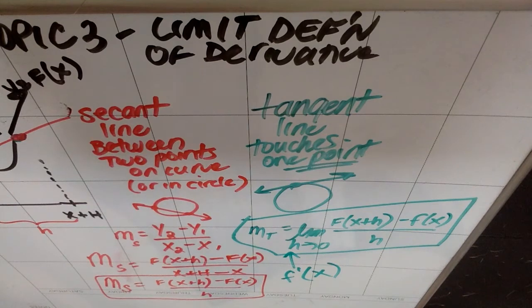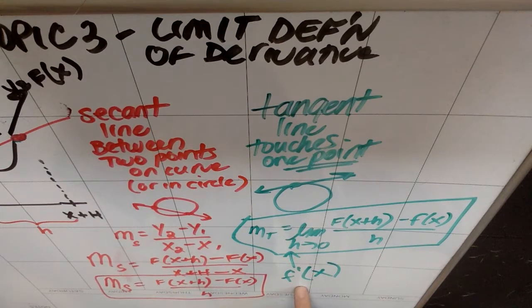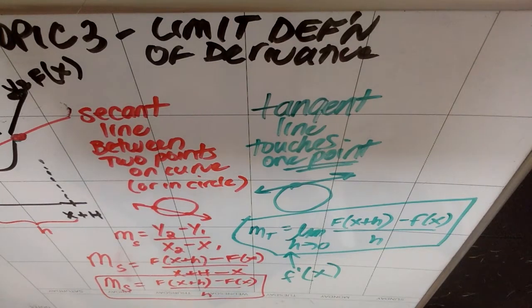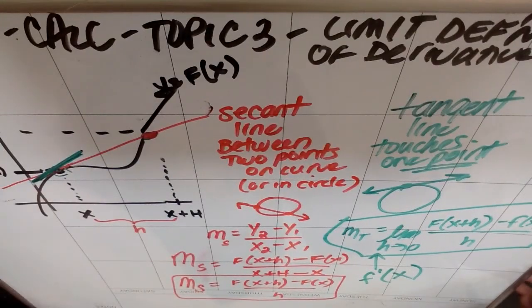So the limit definition of a derivative, and you're going to learn much faster ways to take derivatives over time, is that f prime of x equals the limit as h approaches 0 of this big old quotient, f of x plus h minus f of x all over h. So that's what we're going to do in this particular topic: find some derivatives using the limit definition. All right, so we'll start example 1 in the next video.